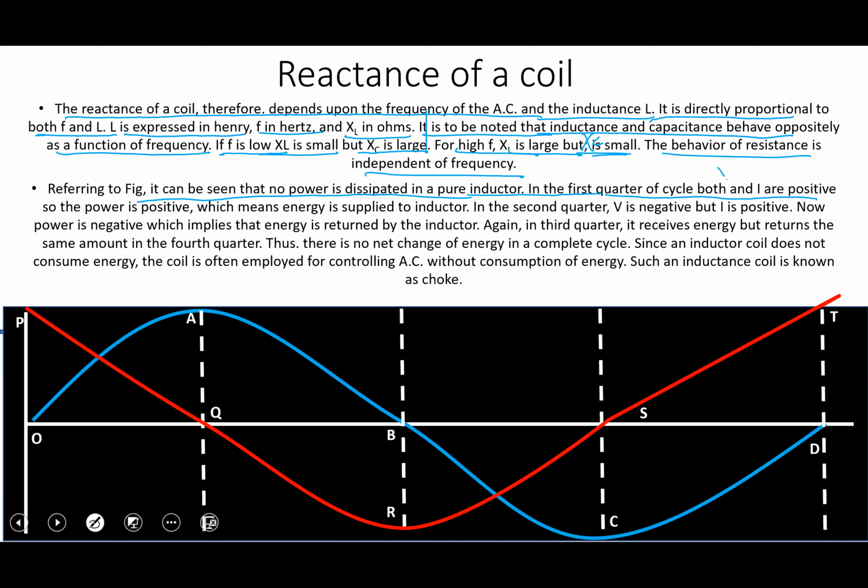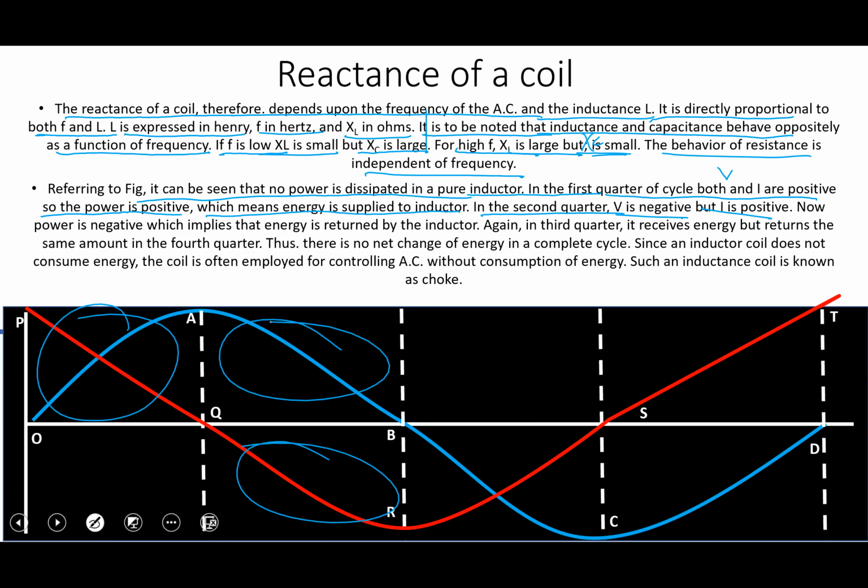V and I, both are positive power. As you can see over here, they both are in the positive quadrant, which means that energy is being supplied to the inductor. In the second quadrant, the V is negative and the I is positive, as you can see over here. Now the power is negative. That means the energy is returned by the inductor to the system.